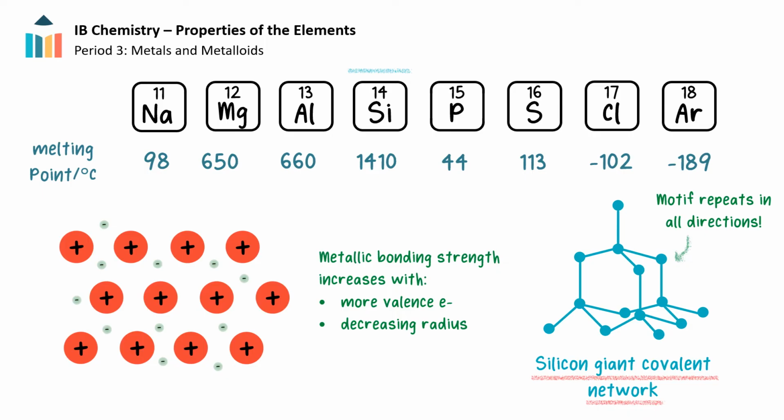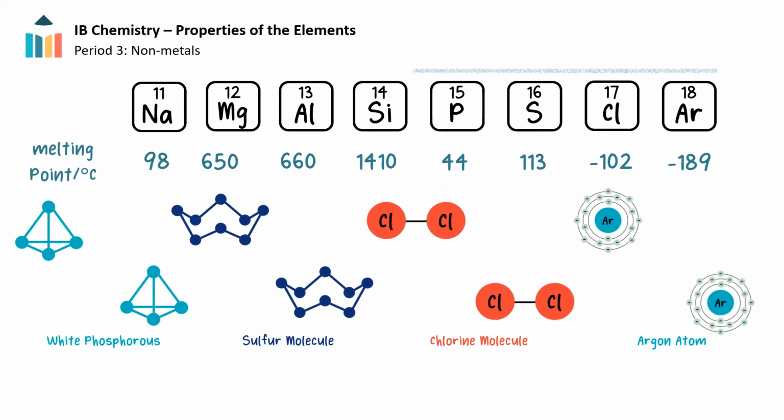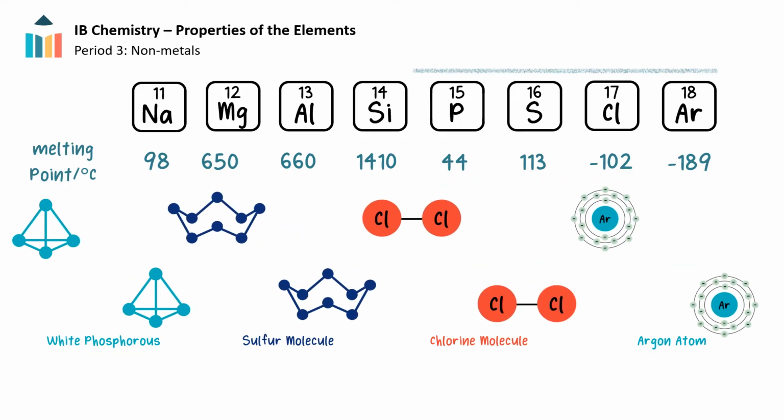The bonds are stronger than metallic bonds, however, so the melting point is much higher. The nonmetals in period 3 all have lower melting points, because with the exception of argon, the atoms do not form a giant covalent lattice, but instead form discrete molecules. The atoms are linked by strong covalent bonds, but the molecules interact only by weak dispersion forces. Therefore, very little energy is needed to overcome these interactions and separate the molecules.